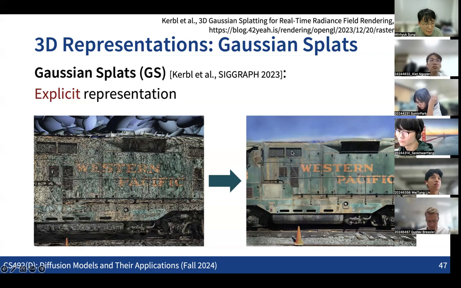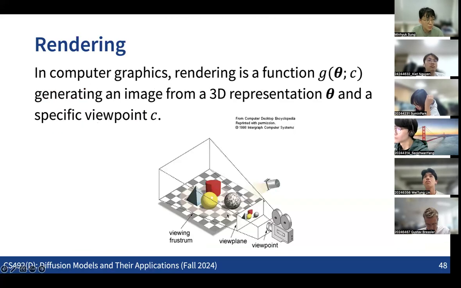So these are some examples of representations of the 3D, which means that we have some parameters that can represent a 3D object or a 3D scene. And then for those, typically we also have the process called rendering. Rendering is the process where we have a 3D scene, represented as theta here, and then map this 3D scene into an image from the specific viewpoint C here.